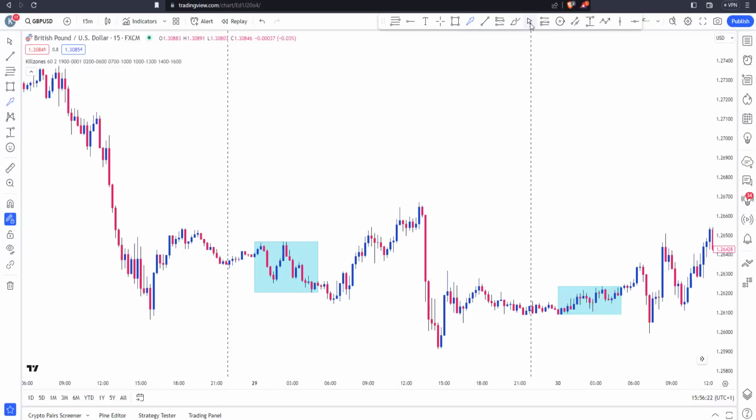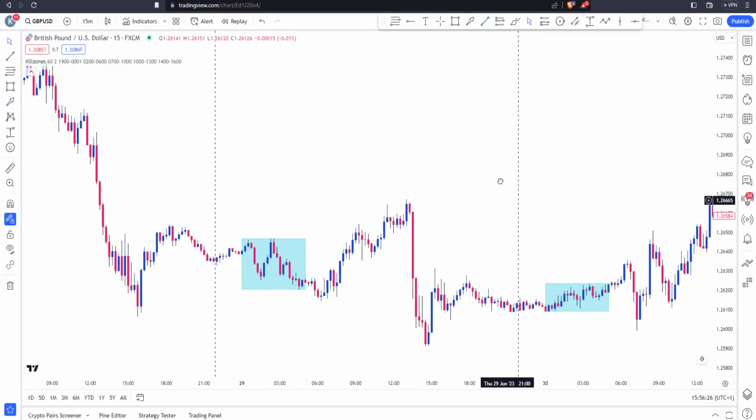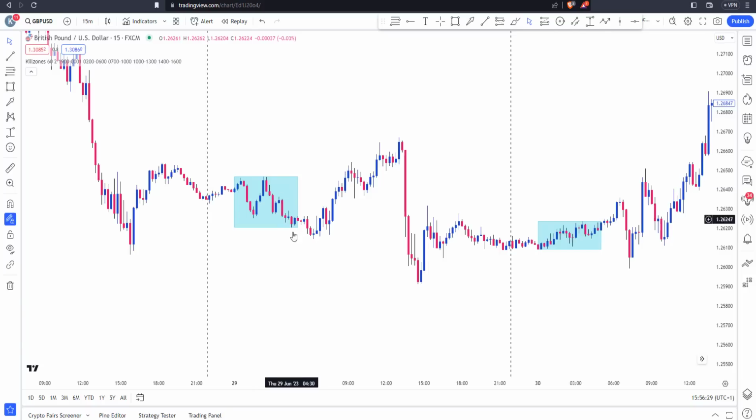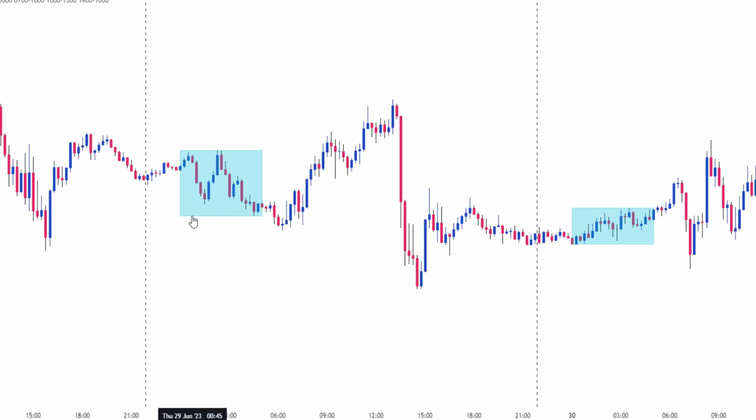So what we want to pay attention to is to look out for the most recent area of liquidity, either above or below the Asian range. But now, since we are dealing with a bullish order flow, what we want to focus on is the liquidity that is below the Asian range.